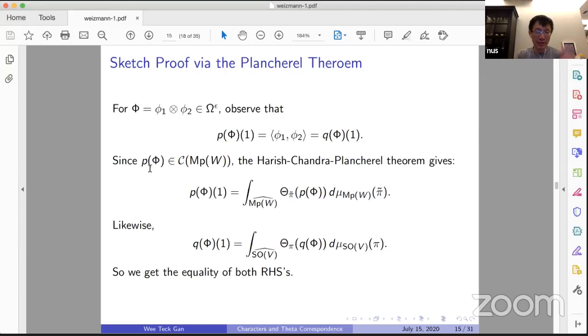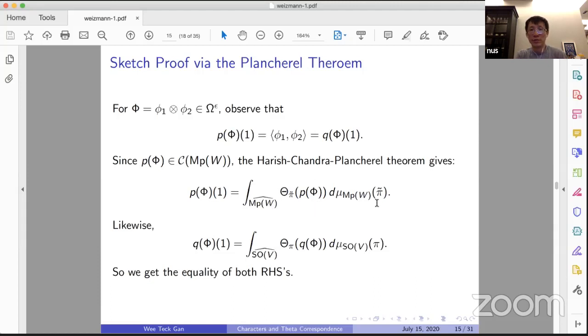Now, we know by one of the lemmas earlier that P phi, which is in the space of test functions, is actually a Harish-Chandra Schwartz function. So we can apply the Harish-Chandra Plancherel theorem to it. We get a spectral expansion of the Dirac delta distribution on the Harish-Chandra Schwartz space. So P phi of 1 has a spectral expansion, which is an integral over the unitary dual with respect to the Plancherel measure. Of course, the support of this Plancherel measure is on the tempered spectrum, so I could just integrate over the tempered unitary dual if I wish.